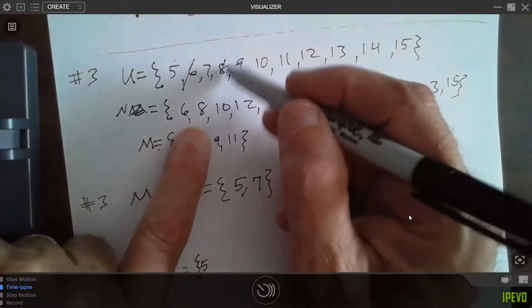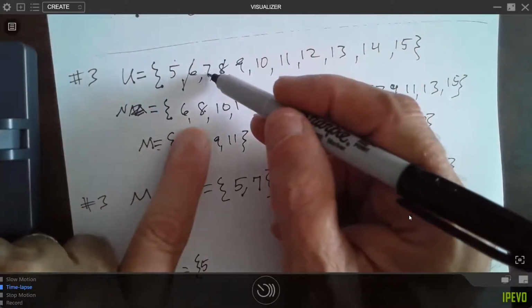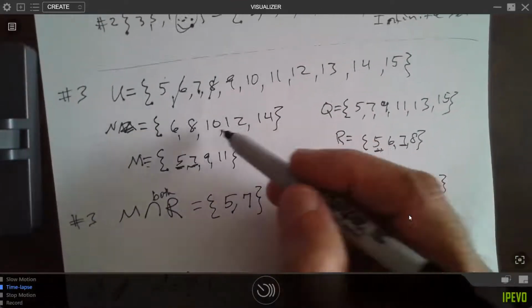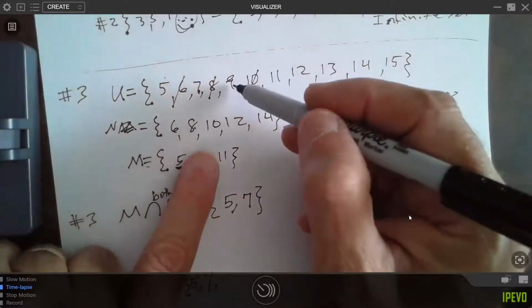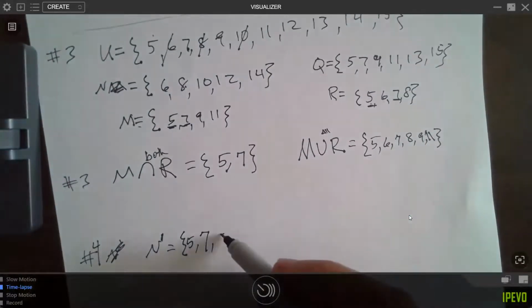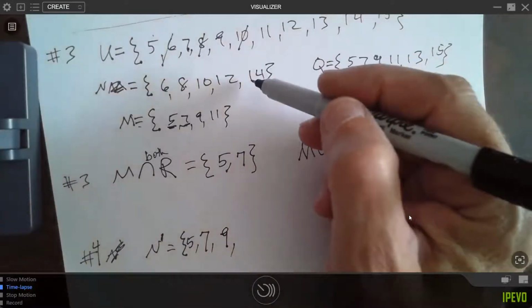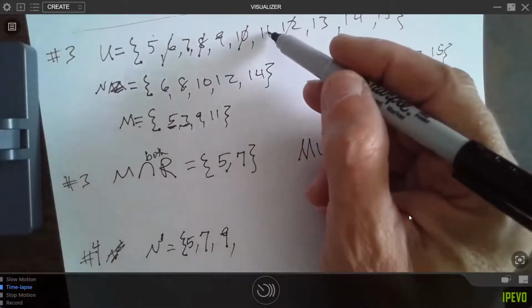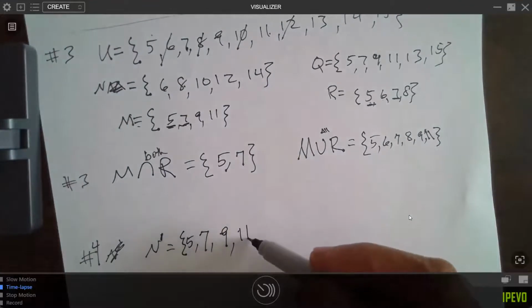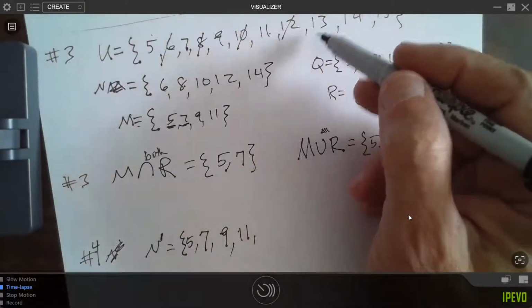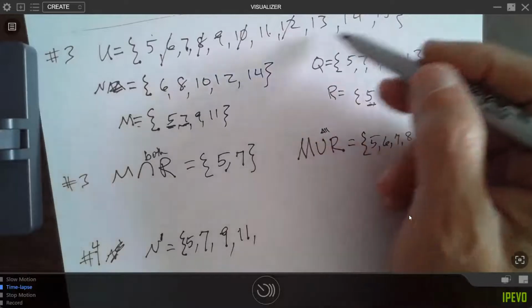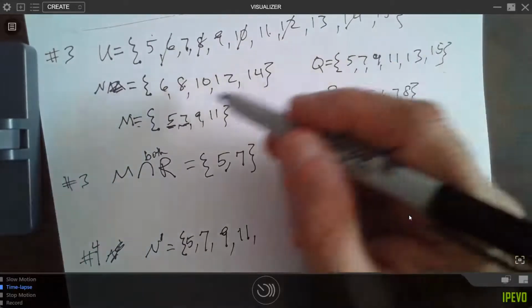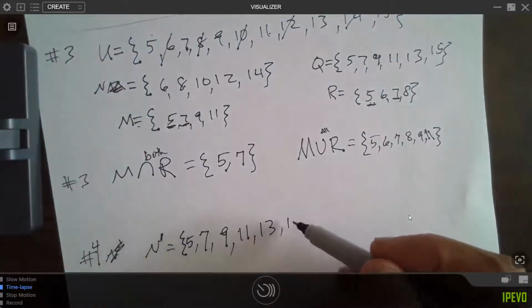Okay, 8 is in N, but 7 is not. So we can put 7 here. 10 is, but 9 is not in set N, so we can put 9 in there. 12 is in set N, so we cross that out of our universal set, but 11 is not, so we put 11. And 14 is in set N, so we cross that out. And 13 and 15 are not in set N, so we put 13 and 15.